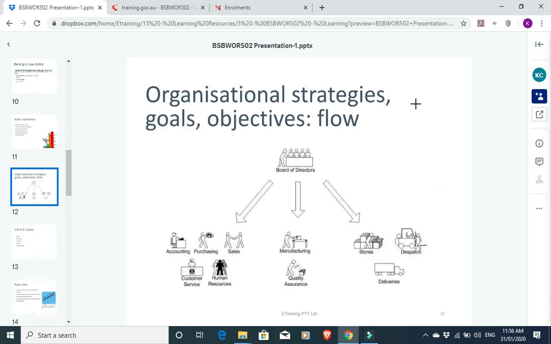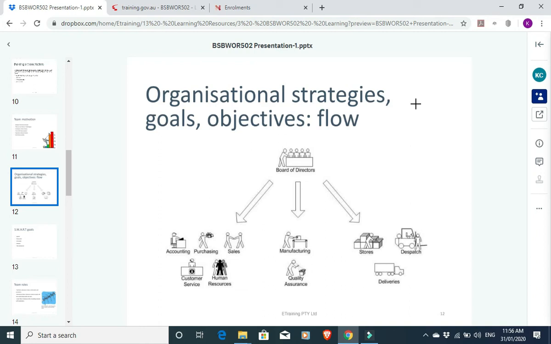So what are organizational strategies? What are goals, objectives, and flaws? We're going to look at that. At the top of the organizational chart, you have your board of directors. Accountable to them are accounting, purchases, manufacturing, the stores, and so forth. All these departments will have their heads.